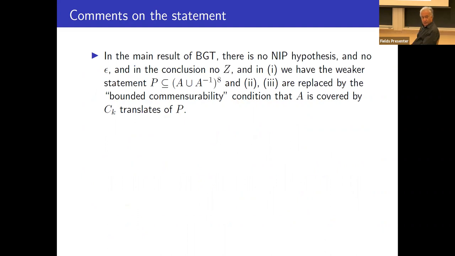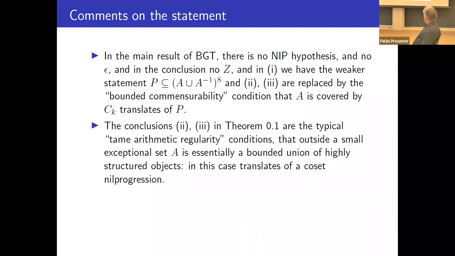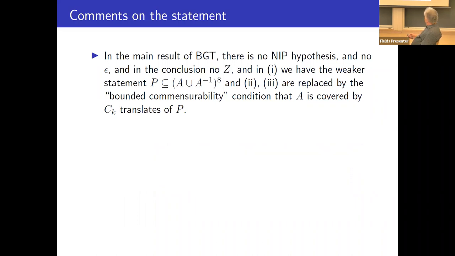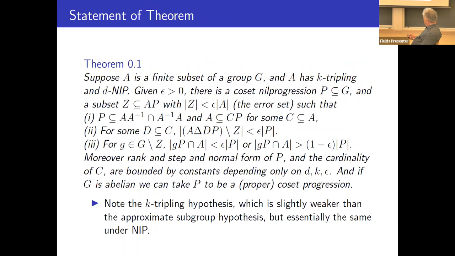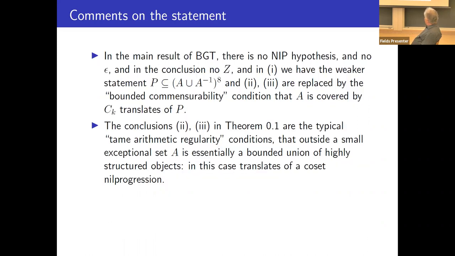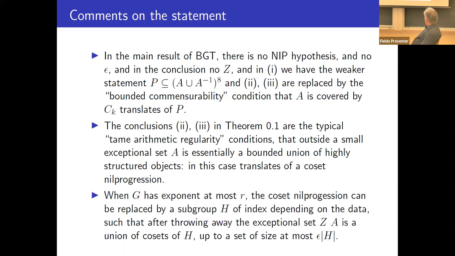Okay, so that's the relationship between them. Now the conclusions 2 and 3 here are typical tame arithmetic regularity conditions: outside a small exceptional set, A is essentially a bounded union of highly structured objects. In this case, translates of a coset nil progression. When G is of fixed exponent R, you can suppose the coset nil progression can be replaced by a subgroup H of index depending on the data, et cetera, et cetera. Okay, as in the stable case, but there's an exceptional set.